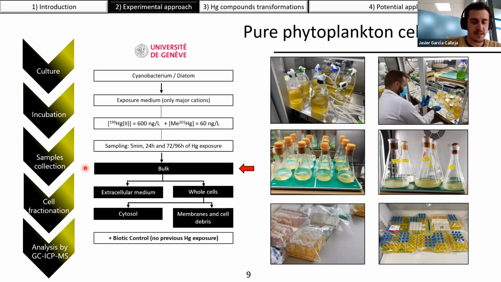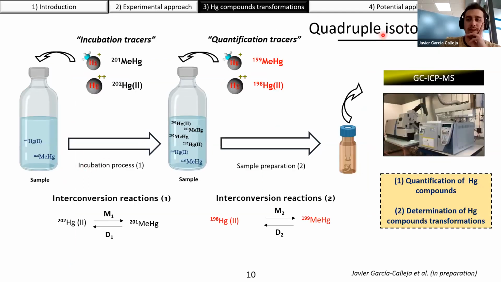Based on this information, we are going to move to the third part, that is the quadruple isotopic spiking. As you can see here in this experiment, the incubation tracers are the 202 inorganic mercury and 201 methyl mercury, and the quantification tracers are methyl mercury 199 and inorganic mercury 198. First, we add our incubation tracers, and we have an incubation process in which we will have a methylation or demethylation of our mercury compounds.